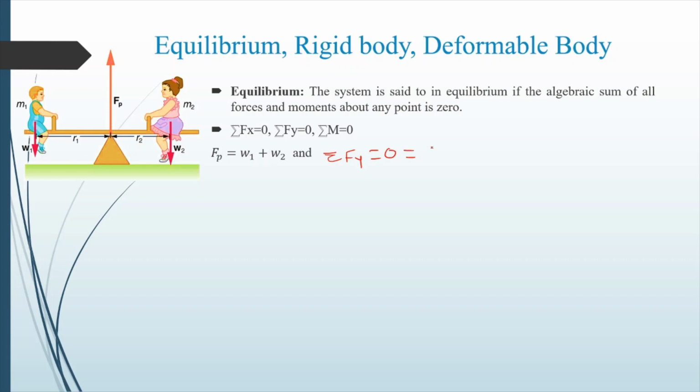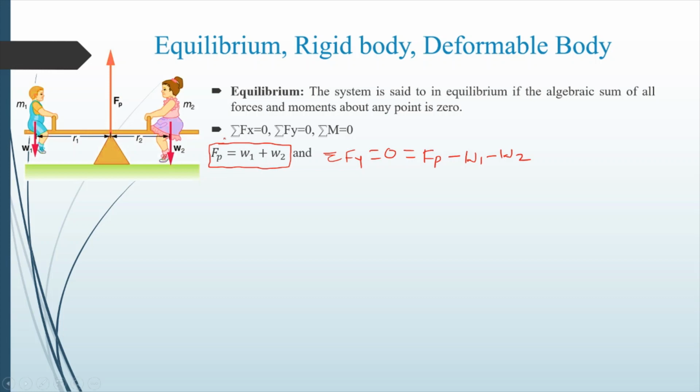Here we need to take sign conventions. Vertically upward force will be taken as positive. So here Fp will be positive, and W1 as well as W2 will be negative, as both W1 and W2 are acting in downward direction and Fp is in upward direction. And if you rearrange the terms, you will get this equation, Fp is equal to W1 plus W2.